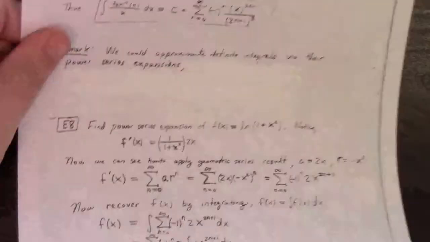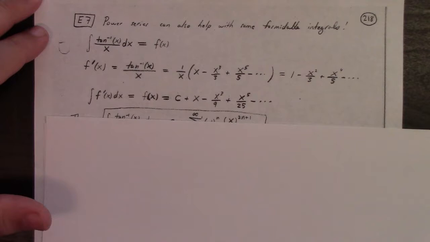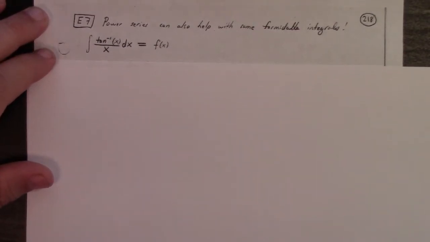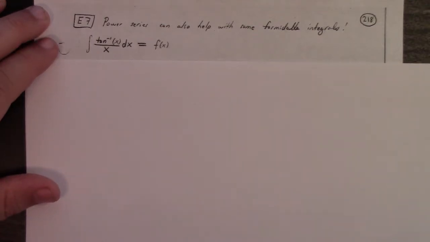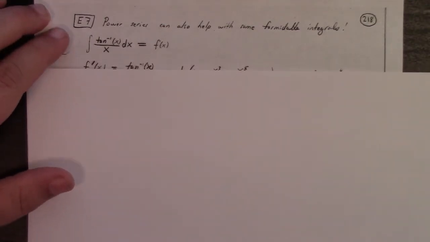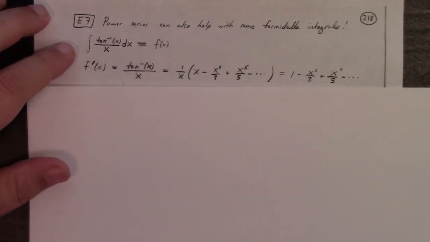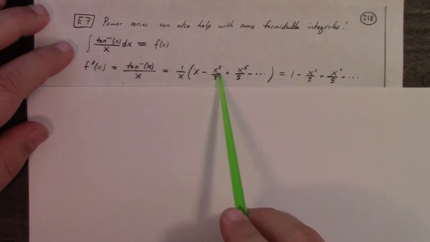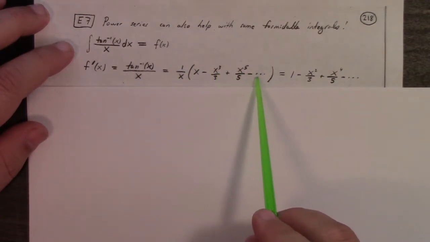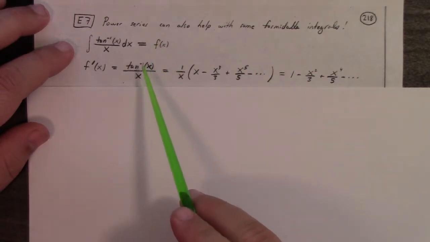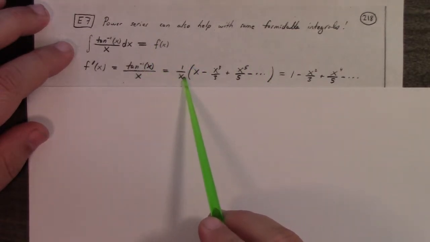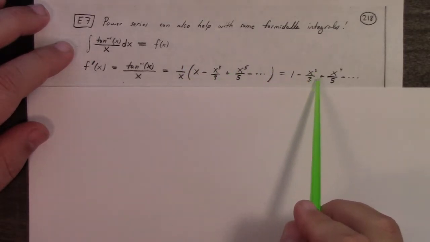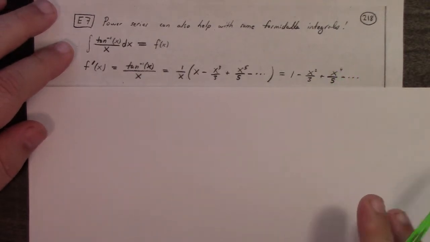Example 7. Whew, so many examples here. Power series can help also with more formidable integrals. Well, this is kind of like my example 1 in that sense. Suppose we wanted to integrate inverse tangent of x over x. All right. Well, fortunately, we already found the power series of inverse tangent of x back in a previous example, right? We found it was x minus 1/3 x cubed plus 1/5 x to the 5th, and so forth and so on. And we can divide by x just like you'd think. And so we get 1 minus x squared over 3 plus x to the 4th over 5.